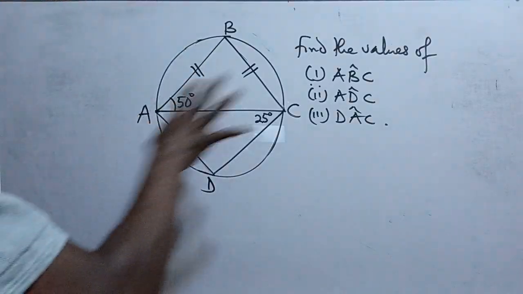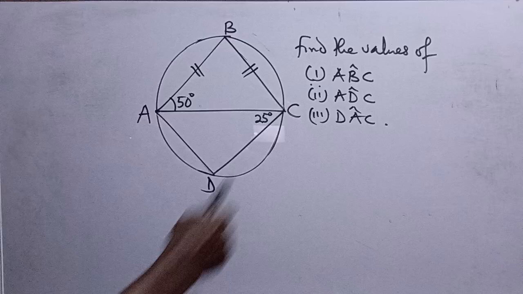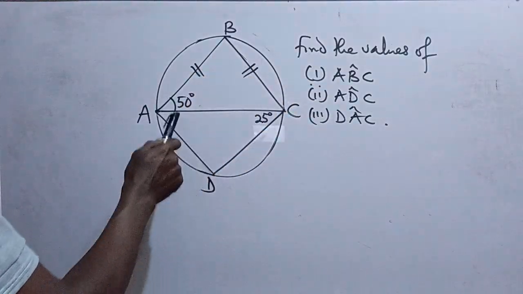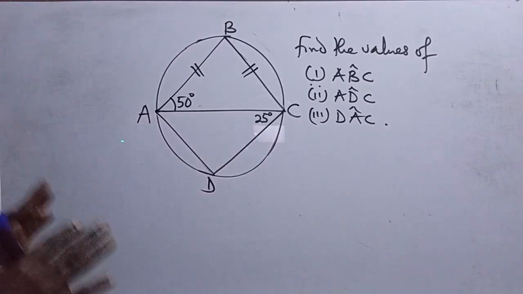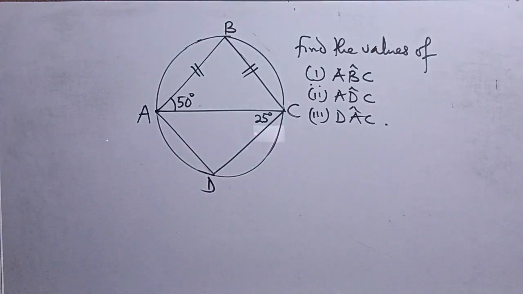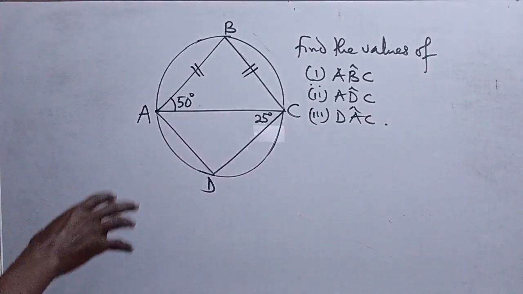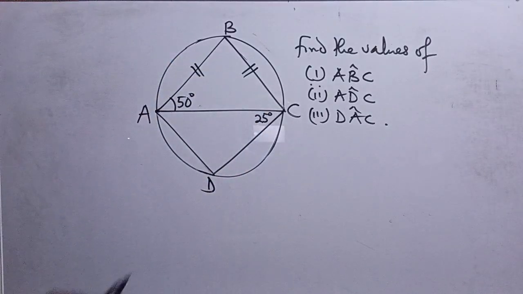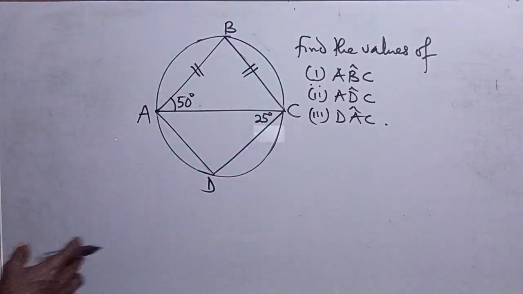Now, we are asked to find the following angles: ABC, ADC, and DAC. For us to be able to do that, we have to make use of the properties of a cyclic quadrilateral. But by and large, if you observe closely, it is clear that triangle ABC is an isosceles triangle. What is an isosceles triangle? A triangle that has two sides equal and two angles equal.